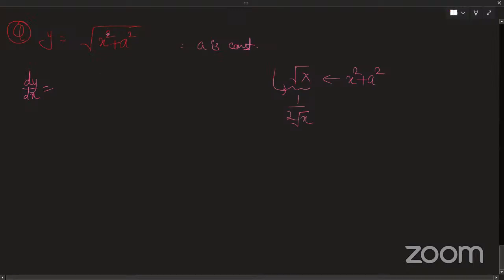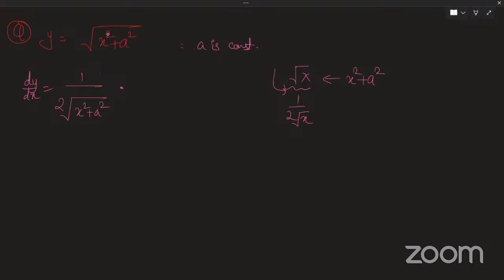So what will be the first term over here? It will be 1 by 2 square root x square plus a square, because in place of x, I need to substitute x square plus a square. Great, I'm done with this.